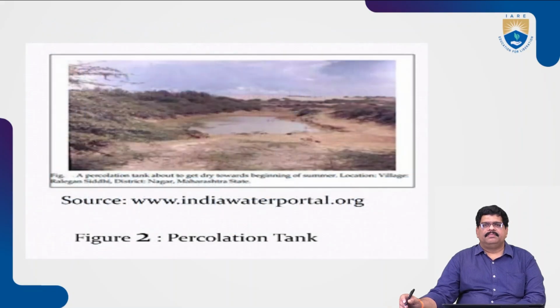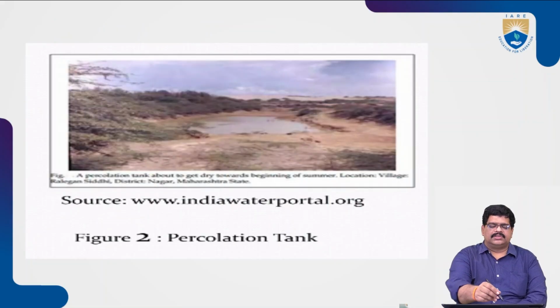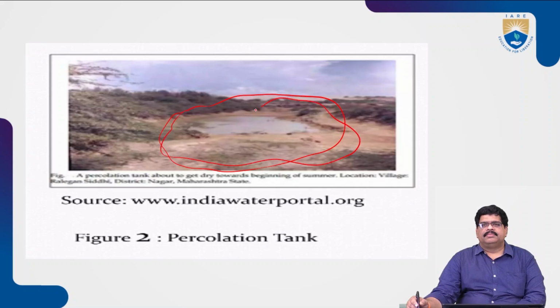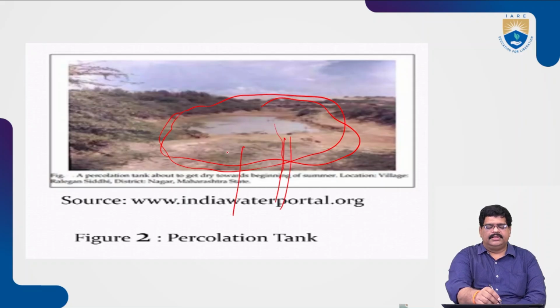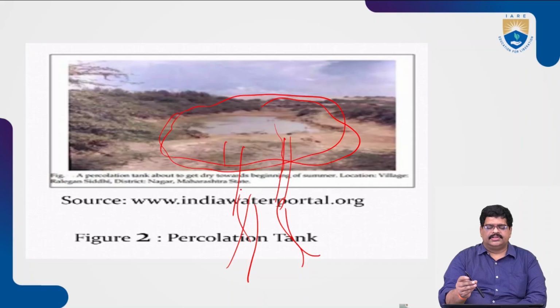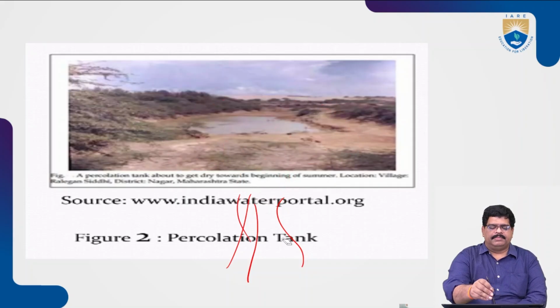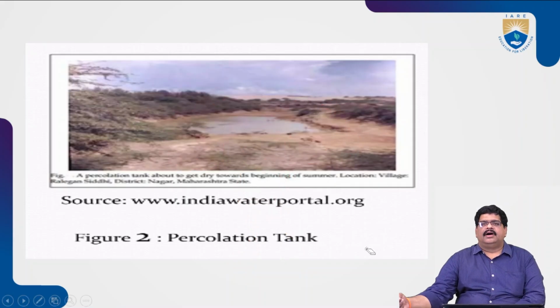Next one is the best example of a percolation tank. The water is stored in a particular area and slowly percolates in that area. The groundwater will then be automatically recharged. This is one of the best methods for artificial recharge.